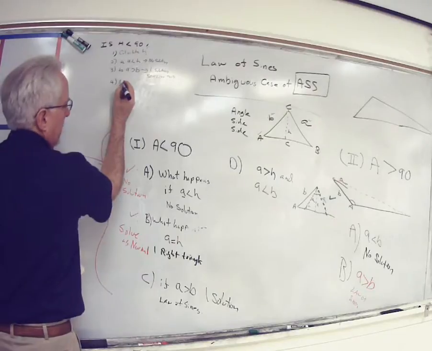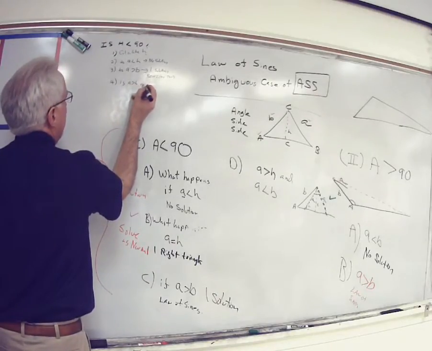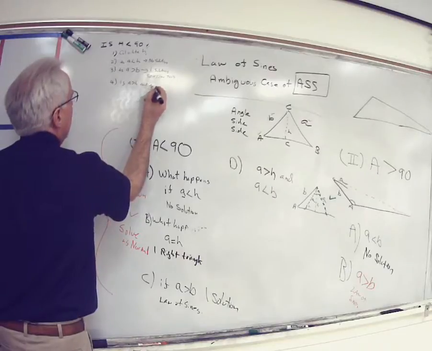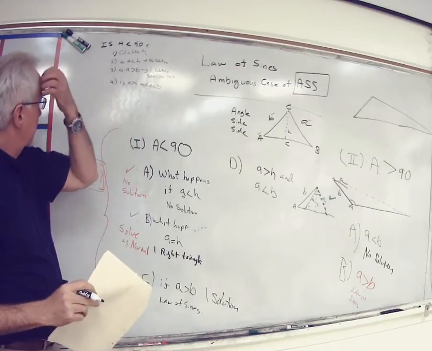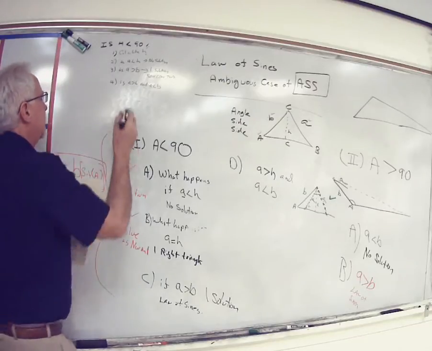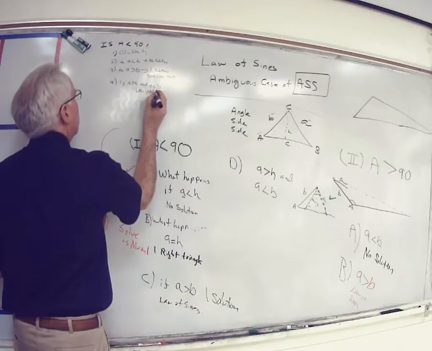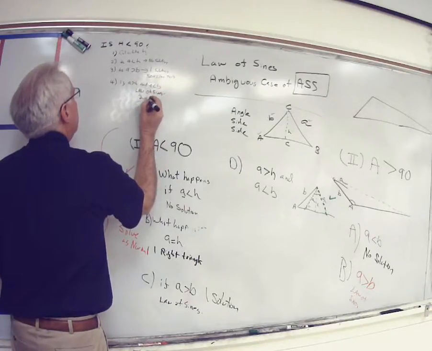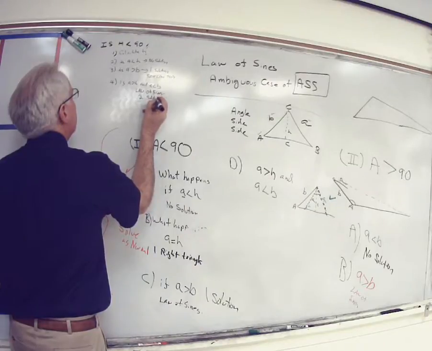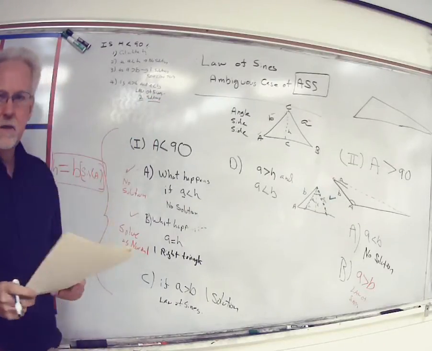Number 4 is A greater than H and A less than B. If A is greater than H and A is less than B, then I have to use the law of sines and find 2 solutions. 2 solutions. Okay?